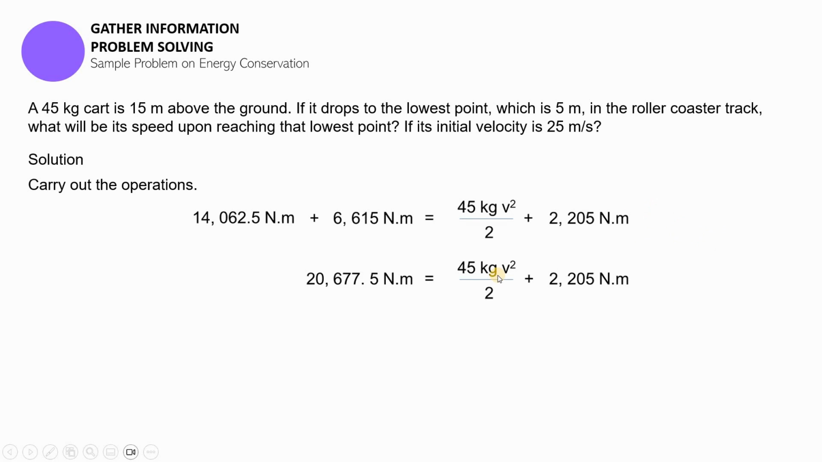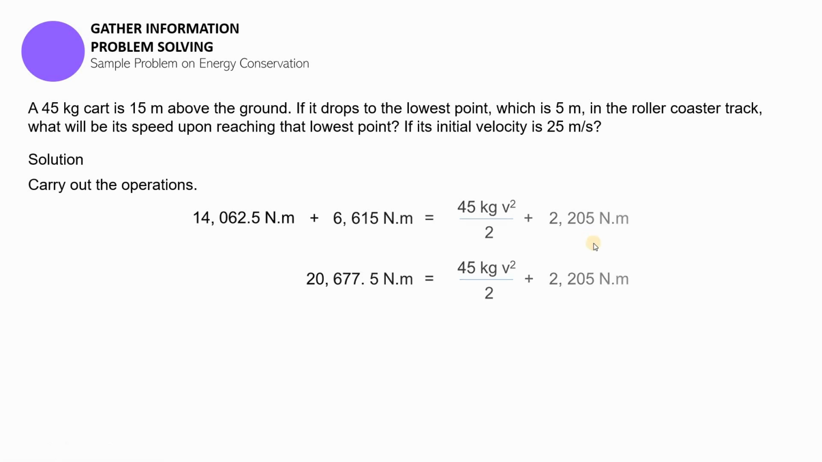The next part of the operation is simplifying one side by adding them up because they have the same units. It's going to result in 20,677.5 Newton meters, which is kilogram meter squared per second squared. And it's going to be equated with the same components of the other side of the equation.